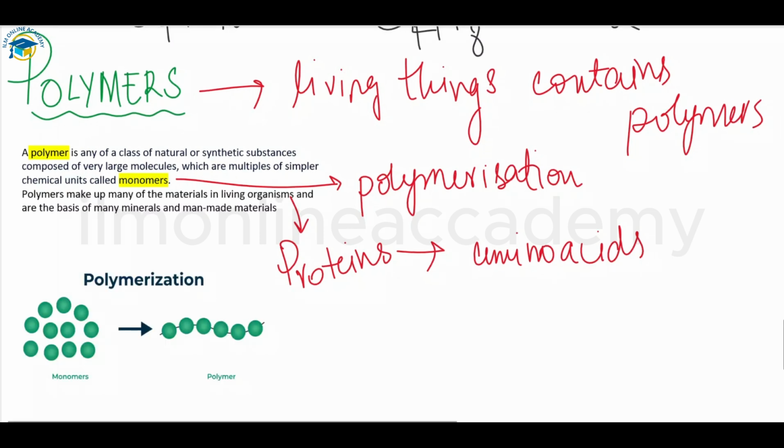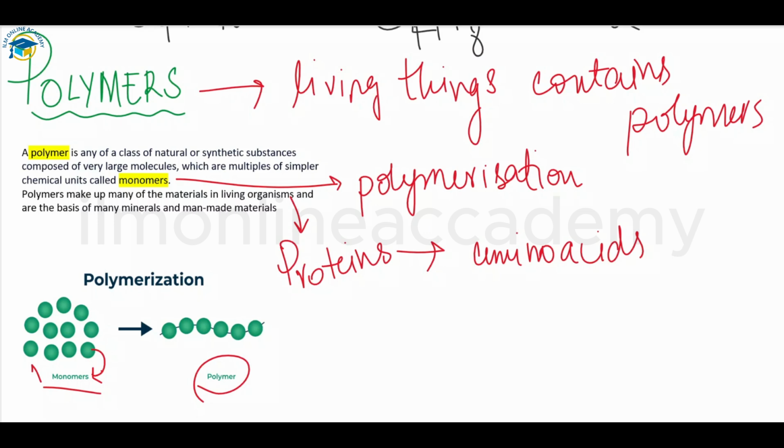This is the polymerization process that you can see here. We have many monomers present, and whenever they create bonds between them, they form polymers. Poly means many, so when many monomers attach together, they form a polymer. Mono means one, so one molecule is known as a monomer, and when they attach to each other, they are known as polymers.